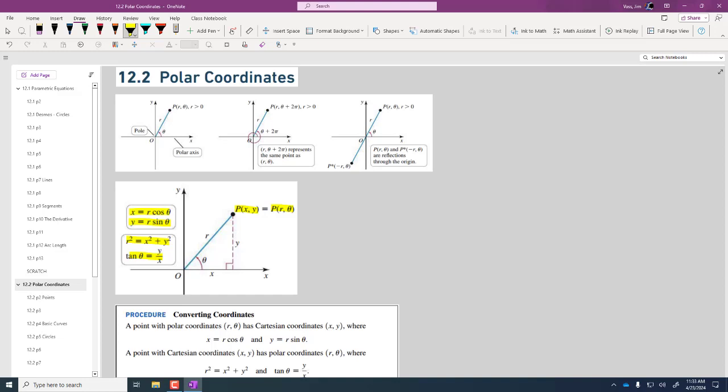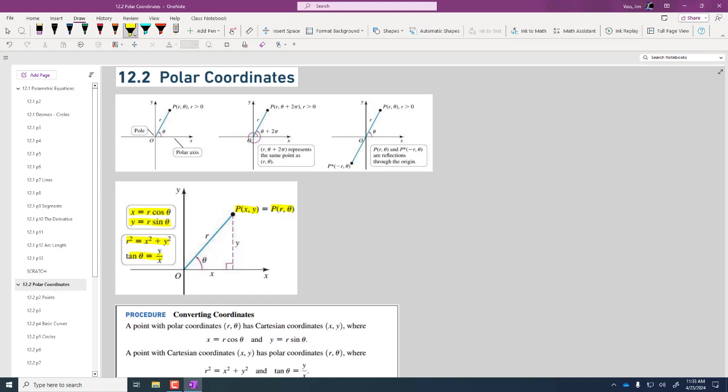Cosine of theta is x over r, sine of theta is y over r, the Pythagorean theorem right there, tangent of theta is y over x. So all 4 of the equations that go back and forth come right from that right-hand triangle. So those go back and forth.